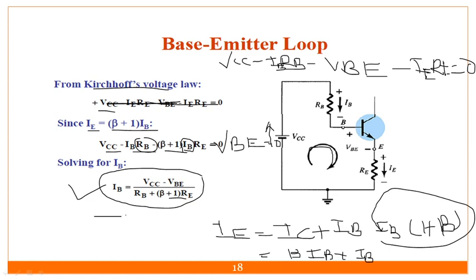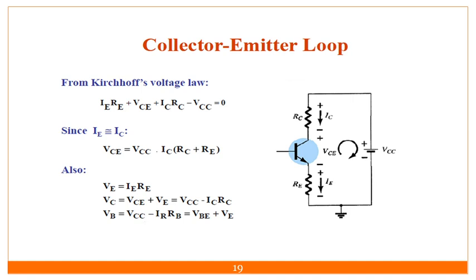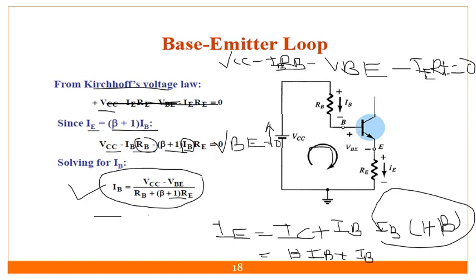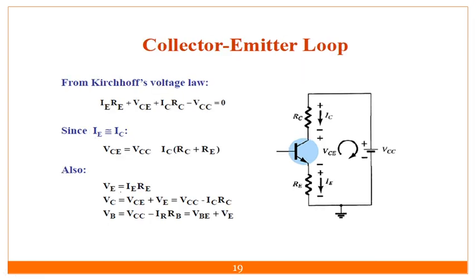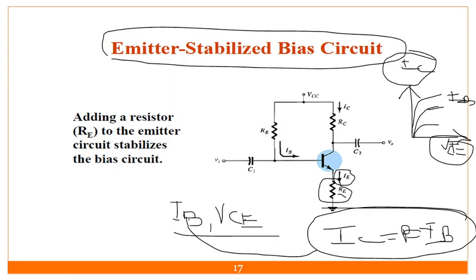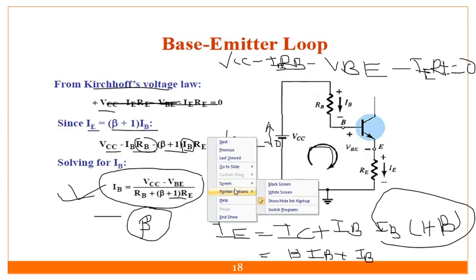Once you get the value of IB, you can calculate the value of IC by just multiplying IB by beta. So IC is equal to beta times IB. At the output side, this is the diagram, and if you are calculating the output side, this is my output side, and this portion is my input side. So I will drop this portion first.